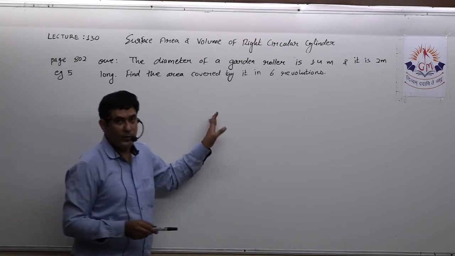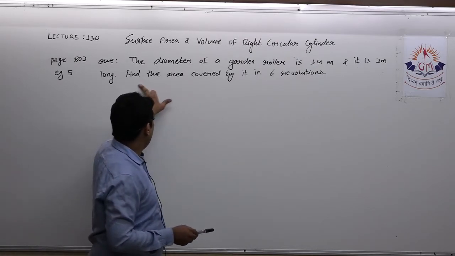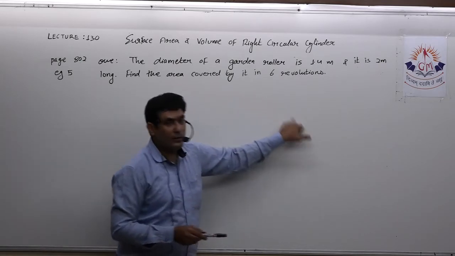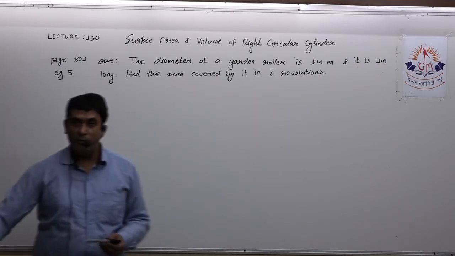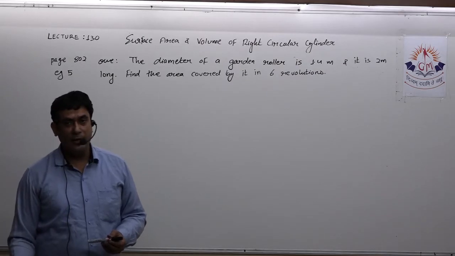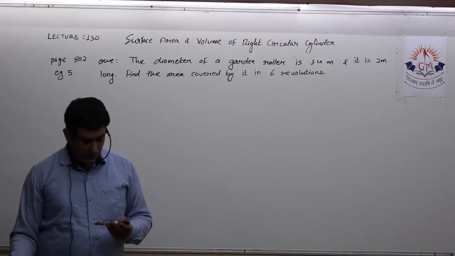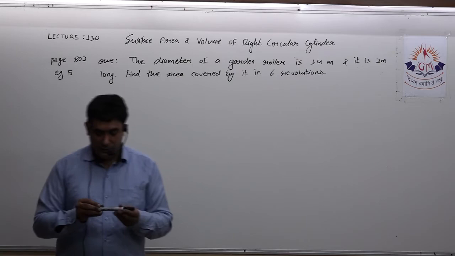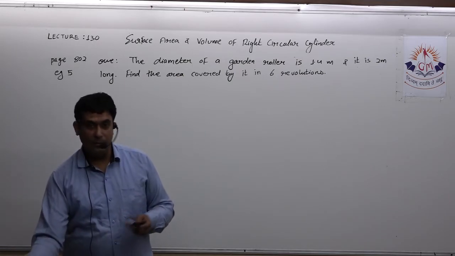But what we have to find, now we'll see this. Now what we have to find, area covered by it in 6 revolutions. So very first thing we have to check is how much area it will cover in a single revolution. Suppose if I start, okay, wait a minute.